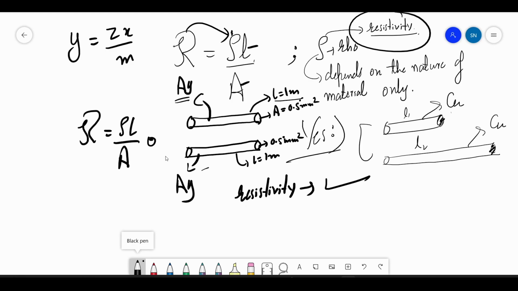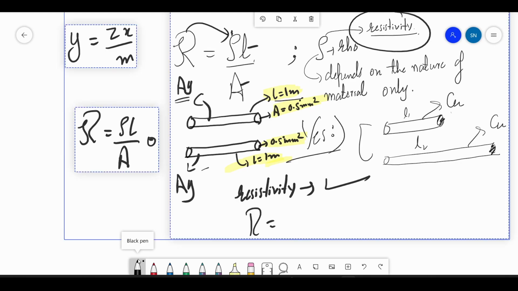Now, can you tell me, will their resistance be the same? Yes. Why? Because they are made of the same material. I'm talking about resistance. No, sir. Because they have the same length and the same area of cross section. Got my point? Yes, sir.